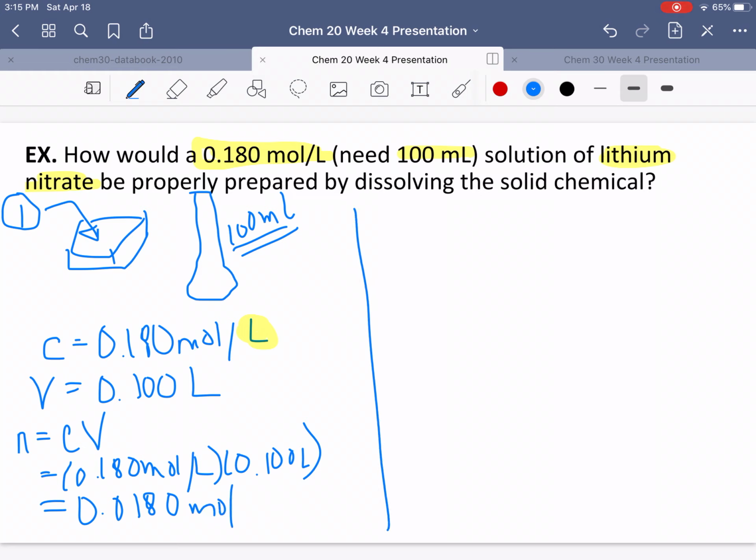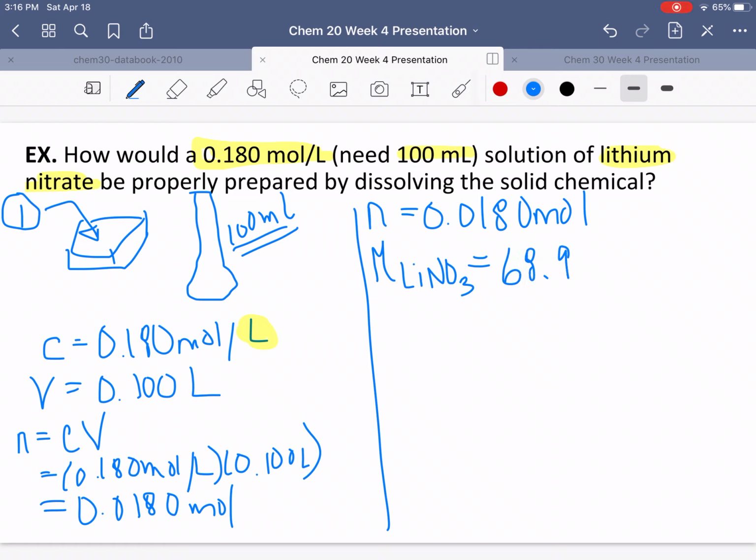Now, all that gives us is n. We need the mass though. Given n that we just calculated of 0.0180 moles, and knowing the molar mass, ding, ding, ding, get the correct formula, we're back to that again, guys, lithium and nitrate, both have a charge of +1 or -1, so our formula is LiNO3. So calculate the molar mass of that, you'll get 68.95 grams per mole. Now, formula-wise, rearrange the formula for moles. We get m, mass is equal to n times the molar mass.